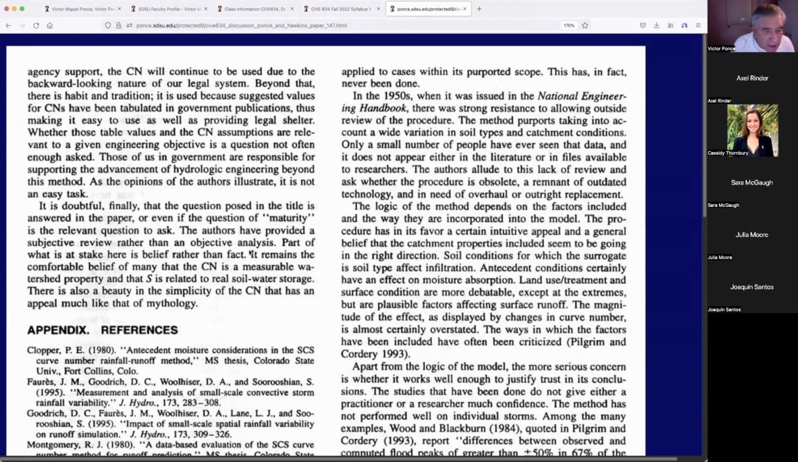Part of what's at stake is a belief rather than fact. I like that. It remains the comfortable belief of many that the curve number is a measurable watershed property. No, it's not measurable. It's a conceptual method. I think that's wrong. He's wrong there, because the curve number varies with the S, and the S varies anyway. So you cannot measure it per se. And finally, there's also a beauty in the simplicity that has appealed much like that of mythology, right?